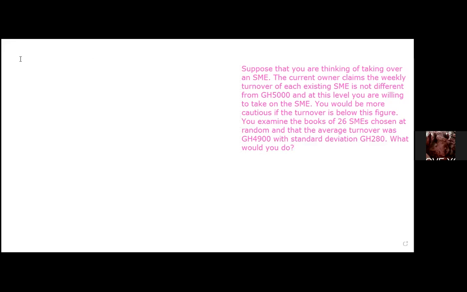So to do that, the first step is to what? Formulate the null and alternate hypothesis. Mm-hmm. Now to formulate the null and alternate hypothesis, you have to look for the claim. What is the claim in the question? Who can read the claim for me? What is the claim? Yes, Jay. The claim is that the current owner claims the weekly turnover of each existing SME is not different from 5,000. Okay.